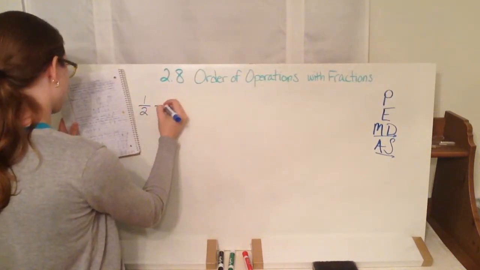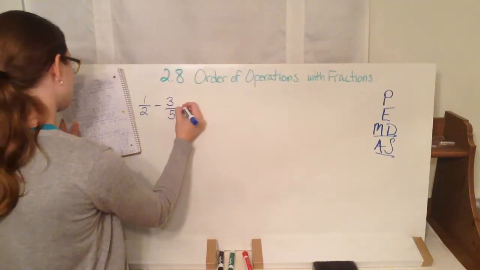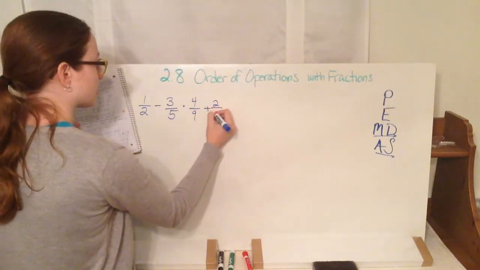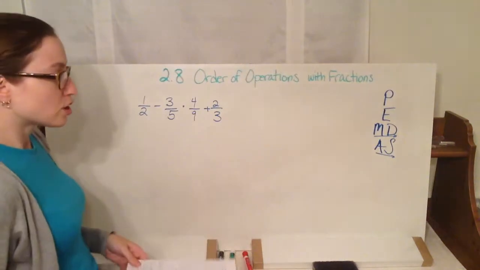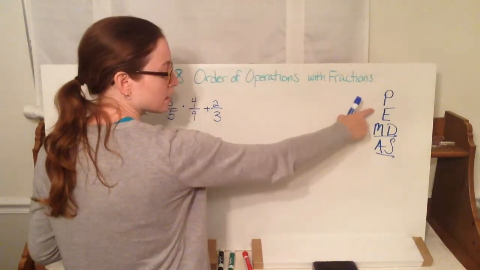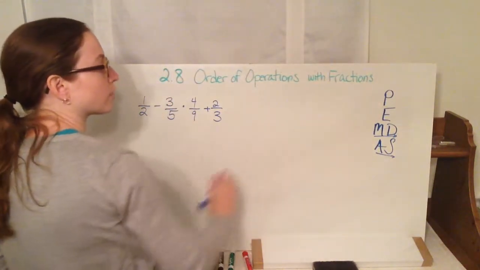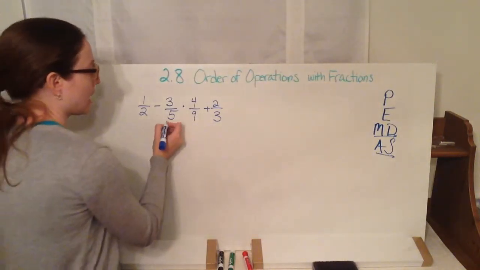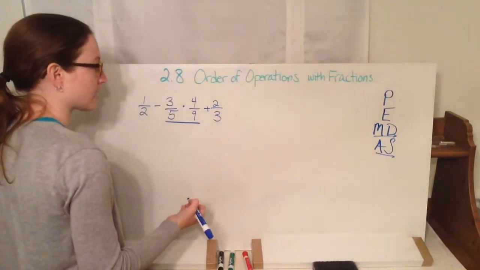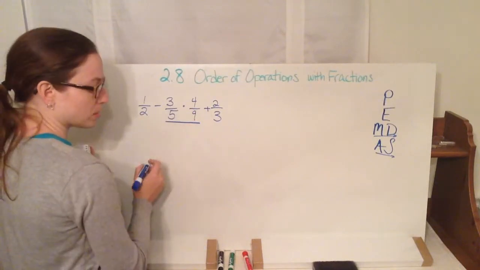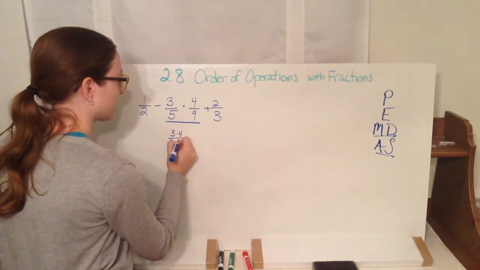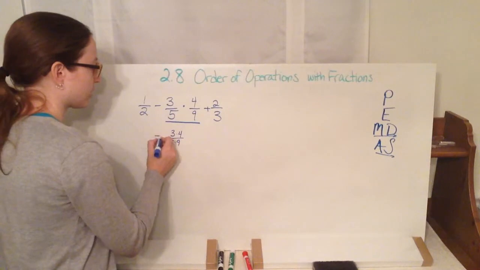1/2 minus 3/5 times 4/9 plus 2/3. Okay? And so all there is to do is follow the order of operations. We have no parentheses, we have no exponents, so we look first for multiplication or division. In this case, right here, is multiplication, and that's the only group where we see that. And we know that when we multiply fractions, we do it like this. Everything else is going to look the same.